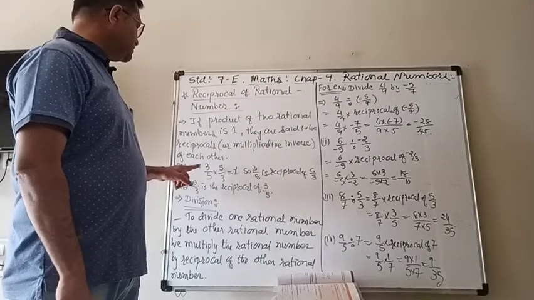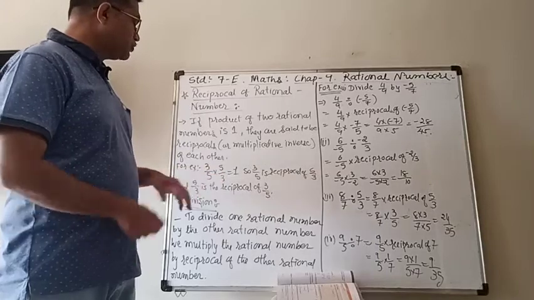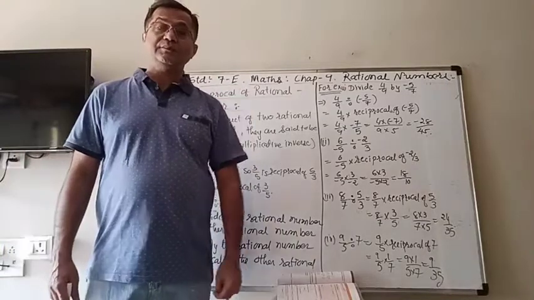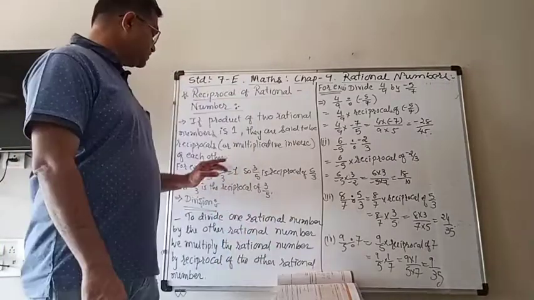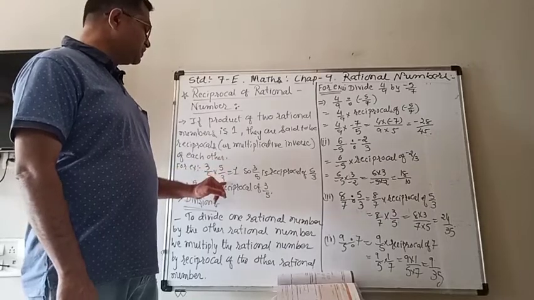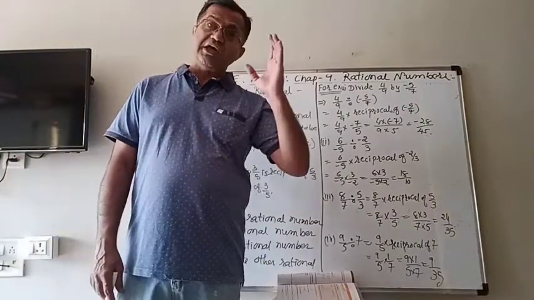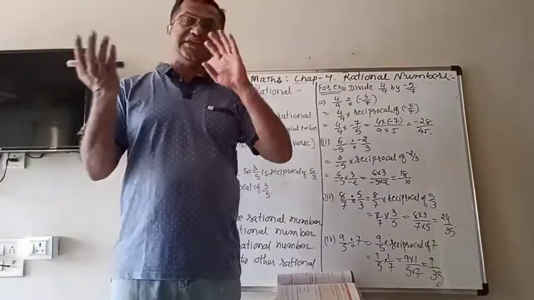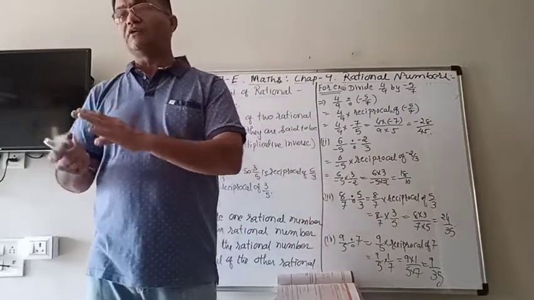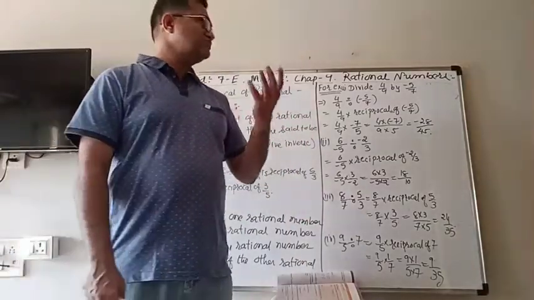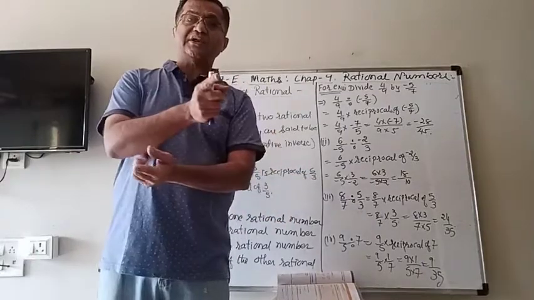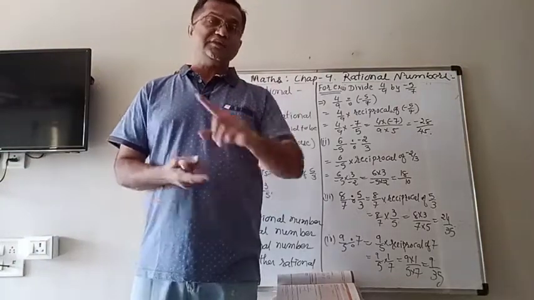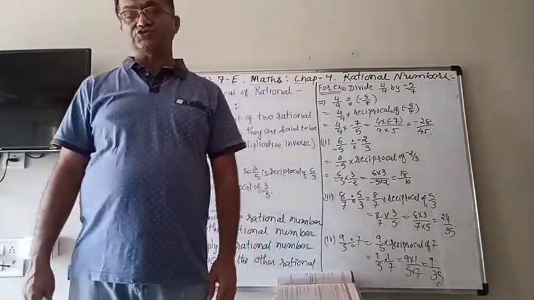For example, 3 upon 5 multiplied by 5 upon 3. So here 5, 5, 3, 3 will be cancelled and your answer is 1. It means that here 3 upon 5 and 5 upon 3, they are the reciprocals of each other. Means 5 upon 3 is the reciprocal of 3 upon 5 and vice versa, 3 upon 5 is reciprocal of 5 upon 3. Similarly, if you have 7 upon 9, then its reciprocal is 9 upon 7. If the number is minus 2 upon 5, then reciprocal is 5 upon minus 2.